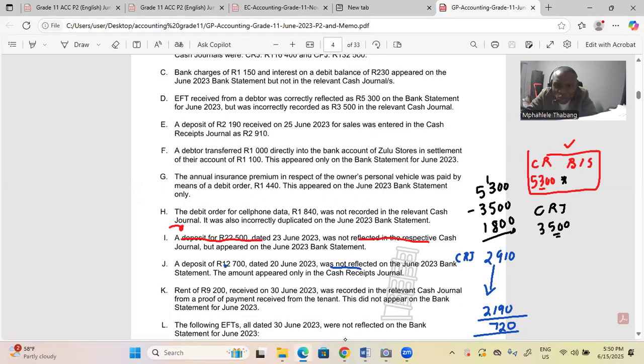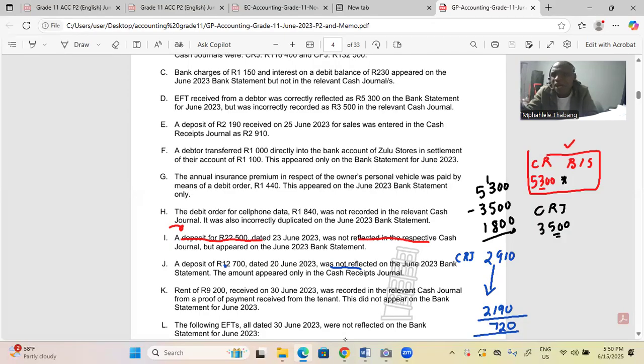So let's go to F. A debtor transferred 1,000 directly into the bank account of Zulu Stores. Okay, they transferred 1,000 into the account of the business. This appeared only on the bank statement. This is a giveaway. A debtor in this case transferred 1,000 into the account of the business.